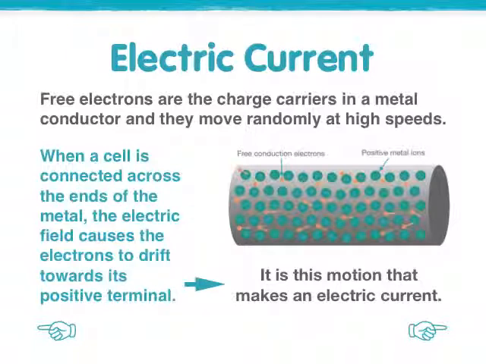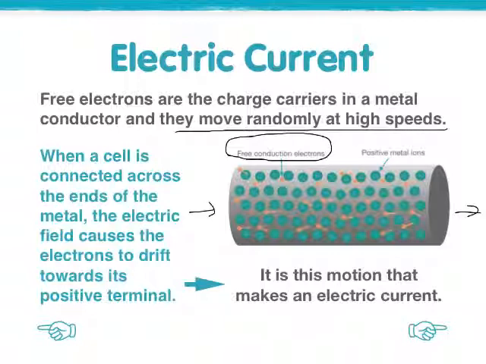Conductors carry electricity, and we'll refer to it as that for now, because of their bonding. They have free conducting electrons, and these react to an external power supply by moving in a particular direction. But they're moving before a power supply is applied. Before you switch on your battery or your power supply, they're moving randomly at high speeds. There's no net movement of charge in any one direction.